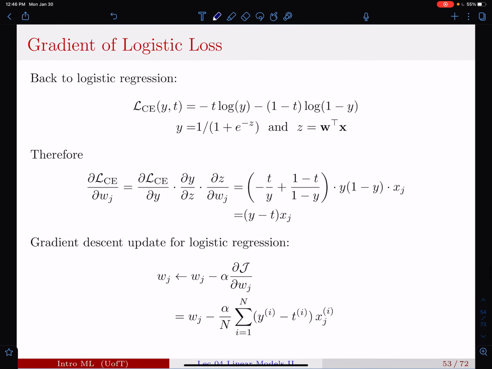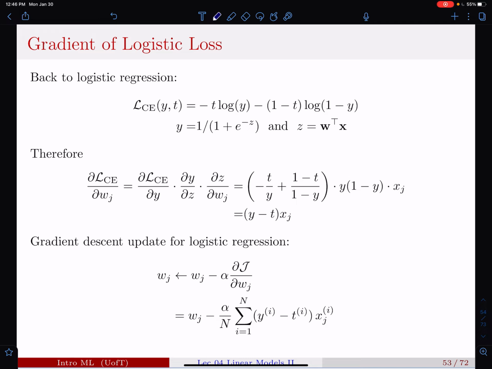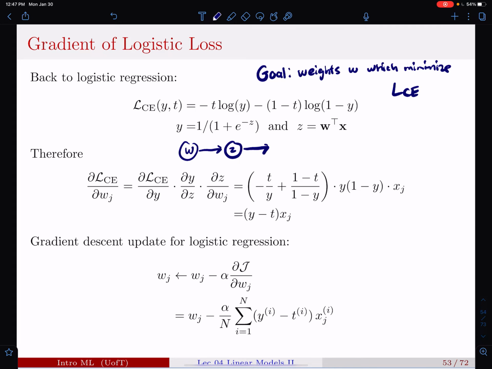Let's work through a little bit of the gradient. Something that's a little bit trickier here is that because there are a few more steps in our computation, we have to apply the chain rule to get the gradient with respect to the weights. The weights are the parameters that we actually want to update and what we use at test time. So our goal is to get weights W which minimize cross-entropy loss. But it's a little bit tricky, because the weights affect our predictions, z, which affect the soft version of the predictions, y, when we apply the sigmoid function. And then finally, the y and the t come together to define the cross-entropy loss.